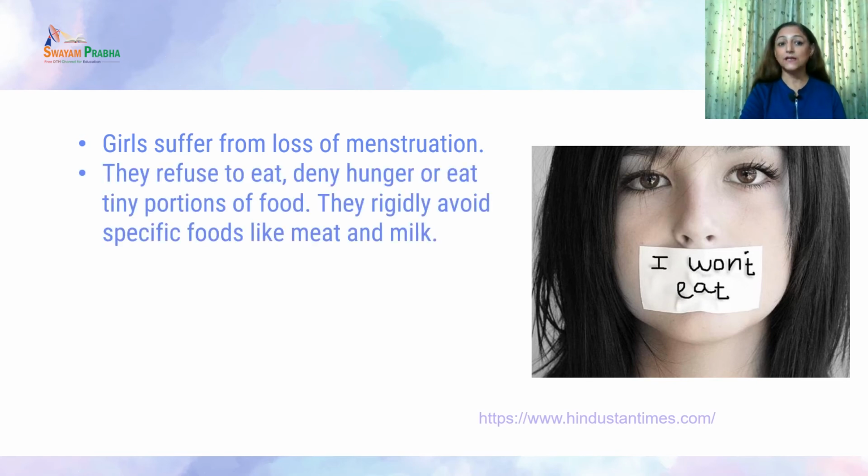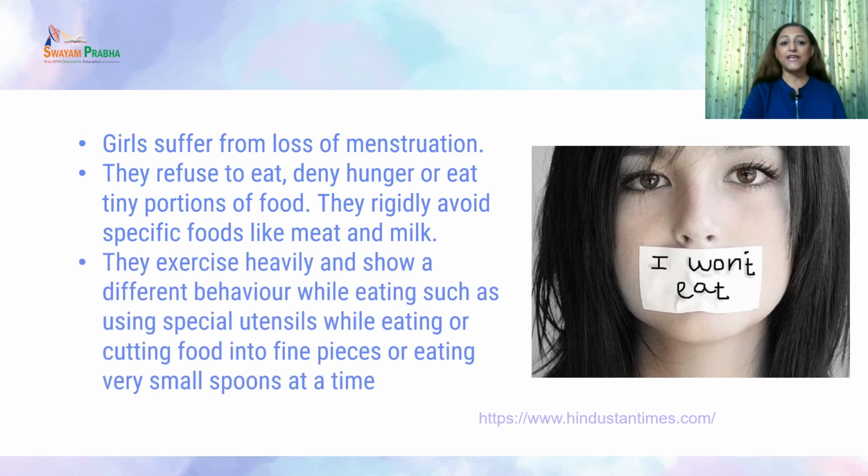The girls suffer from loss of menstruation because of severe undernutrition. They refuse to eat, they deny hunger, and they eat tiny portions of food. They rigidly avoid specific foods like meat and milk. They exercise heavily and show different behavior while eating, such as using special utensils, cutting food into fine pieces, or eating very small spoonfuls at a time.